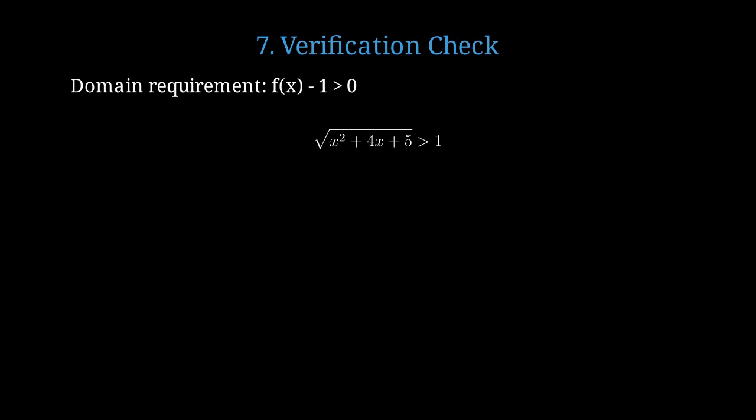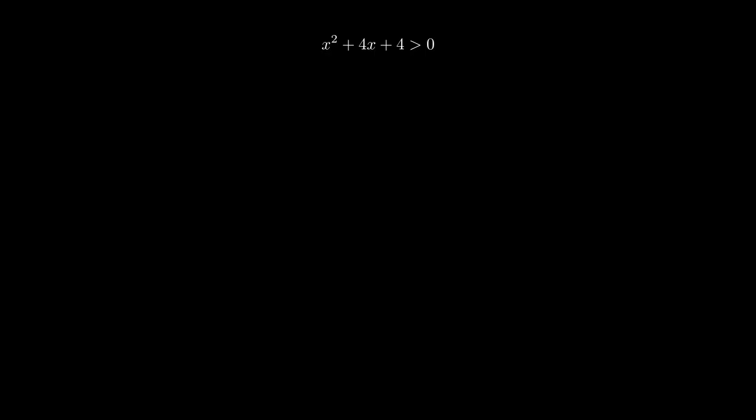Let's verify that our answer makes sense by checking the domain. For g of x to be defined, we need f of x minus 1 to be greater than 0. This means the square root of x squared plus 4x plus 5 must be greater than 1. Squaring both sides, x squared plus 4x plus 5 must be greater than 1. Simplifying, we get x squared plus 4x plus 4 greater than 0. This factors as x plus 2 squared greater than 0, which is true for all x except x equals negative 2.